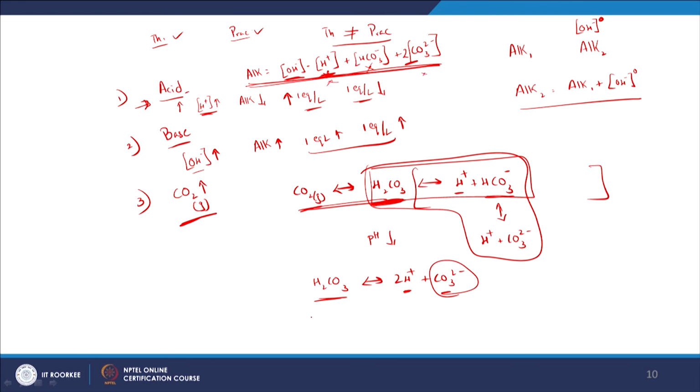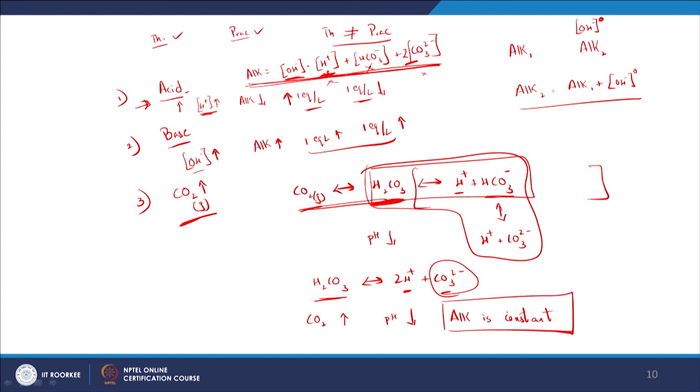So, in effect when you bubble carbon dioxide through your particular system, though the pH will decrease, you are adding the other species like HCO3 minus or CO3 2 minus, and your alkalinity is constant. So, this is a key take home message.